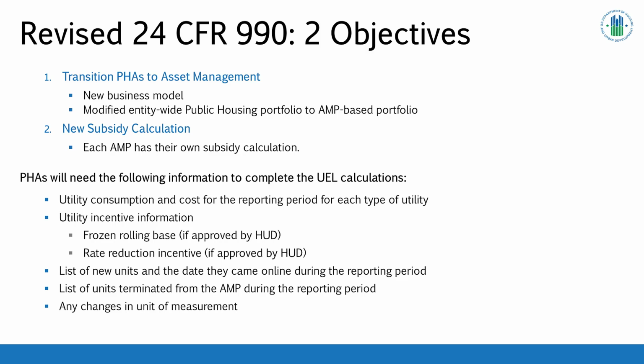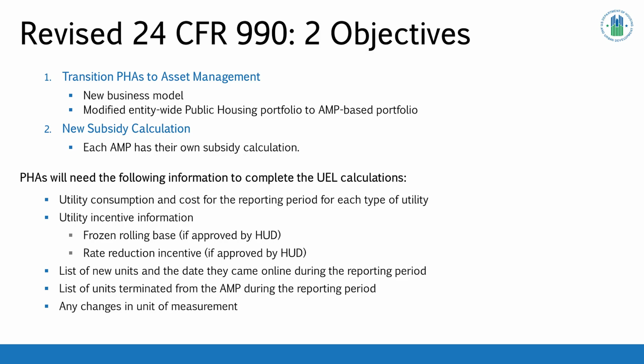portfolio, which means instead of doing one financial statement, one budget, one subsidy calculation for the entire public housing portfolio, they're now doing a budget for each AMP, a financial statement for each AMP, and a subsidy calculation for each AMP that the housing authority has. And when the housing authority converted to asset management, probably starting in fiscal year 2007, even though the guidance came out in 2005.